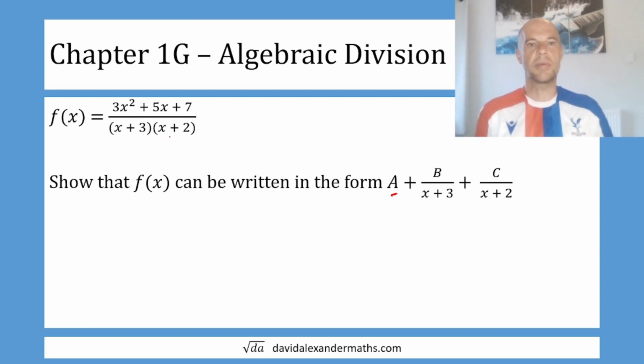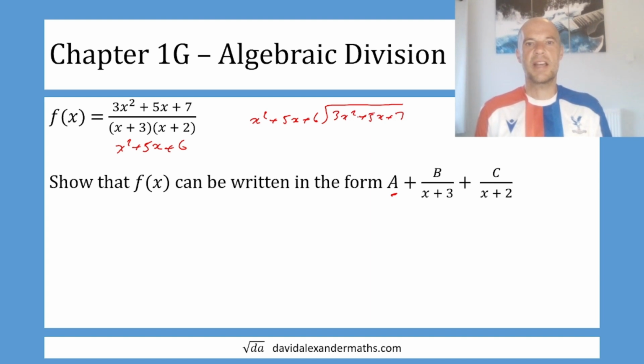Now sometimes the denominator may be in like a quadratic expression. Here it's been factorised. Pros and cons, I suppose: when it's factorised it's more clear that it can be written as partial fractions, but we do need to expand the brackets in order to do the division. So that's going to expand to x squared plus 5x plus 6. So how many x squared plus 5x plus 6 go into 3x squared plus 5x plus 7?